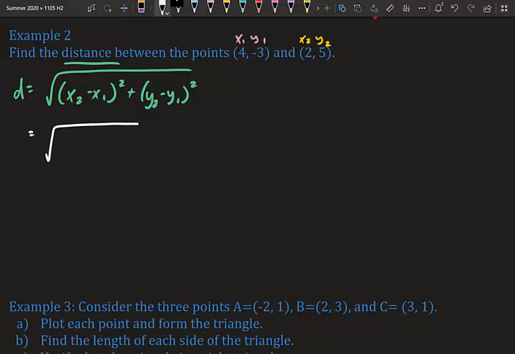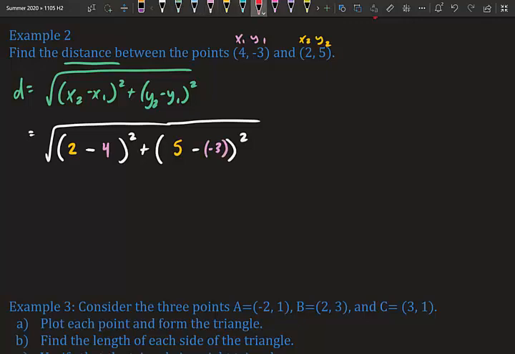So we have the square root of x2 minus x1 squared plus y2 minus y1 squared. I like to do a shell and then fill in the shell. So anytime I have variables, I like to leave little gaps and then plug in those numbers. So we have x2, which is +2, minus x1, which is +4, plus y2, which is +5, minus y1, which is -3.